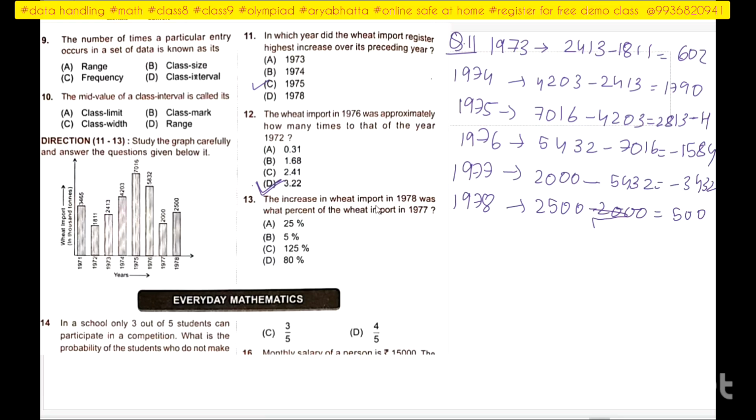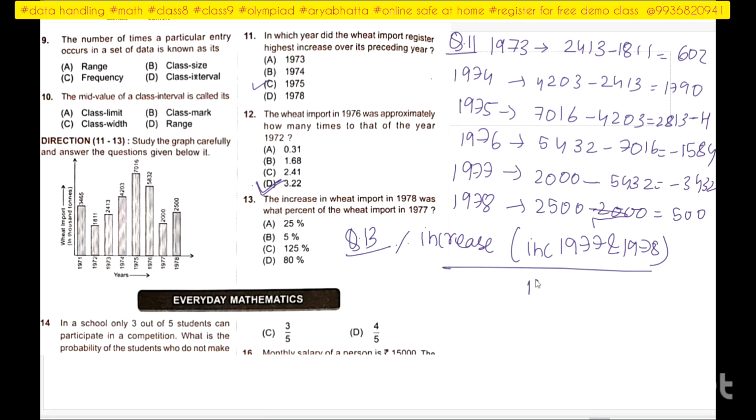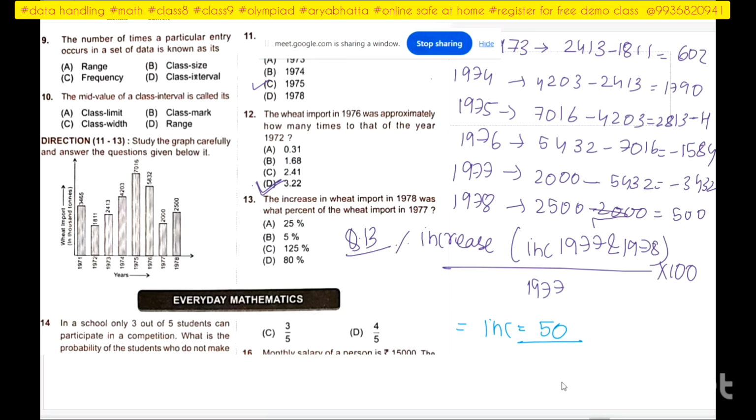The increase in wheat import in 1978 was what percent of that of wheat import in 1977? So 78 upon 77 ratio you have to find out, right? Percentage increase for your question number 13. Percentage increase of import of 1978 upon the total, that is 1977, into 100, right? The increase is 500, so 500 upon 2000 into 100, right? So it will be 25%.